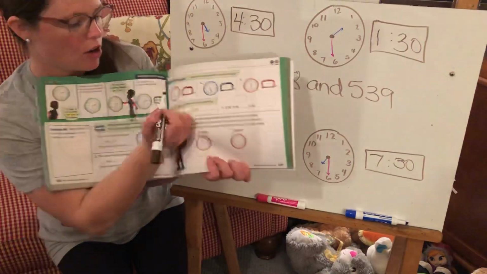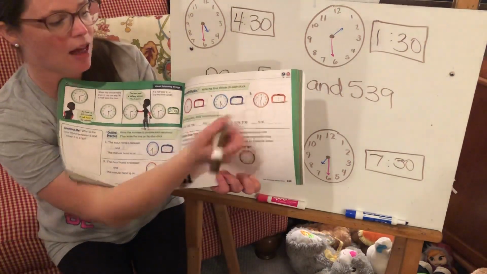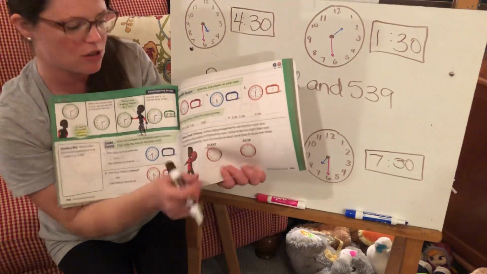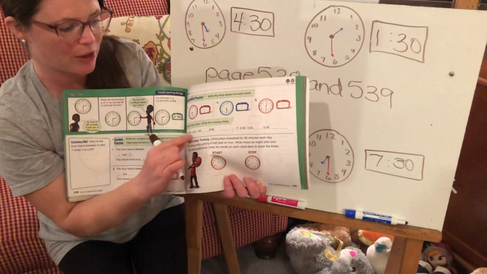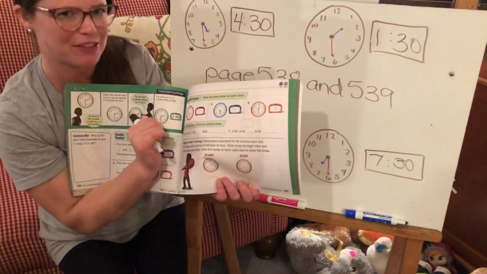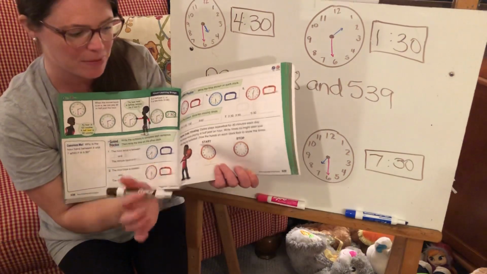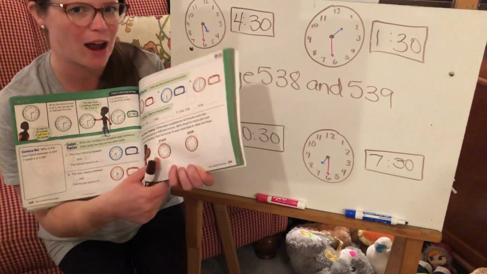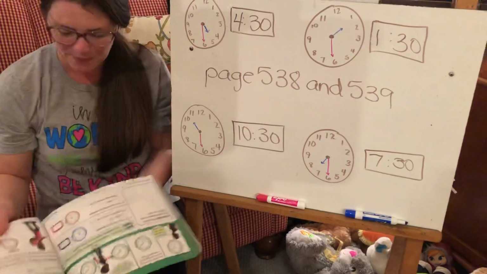Over here, you have analog clocks. And you have to write what the time is in the digital one. Over here, you have more patterns that you have to find the missing times. And then down here, you have a challenge problem. I'll read it to you.